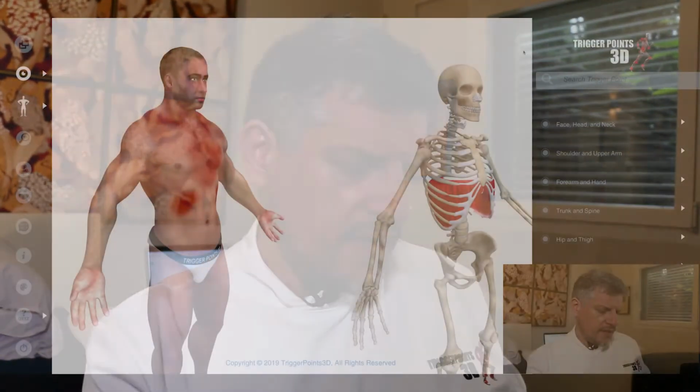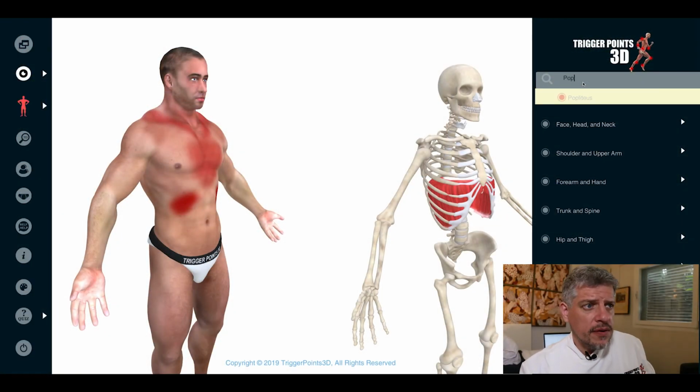Hello, my name is Simeon Neil Asher, and the trigger point of the week this week we're going to be looking at the Popliteus muscle. So let's search the software, pop.